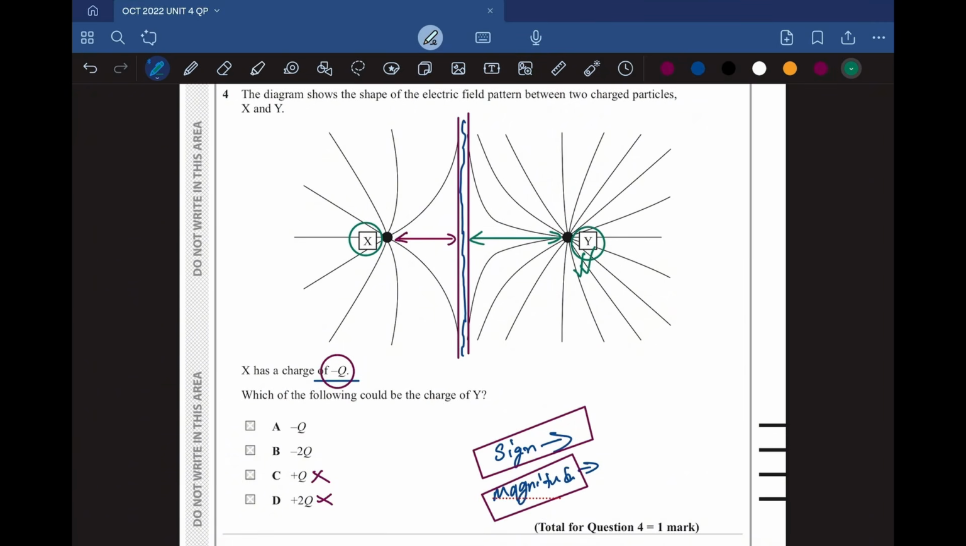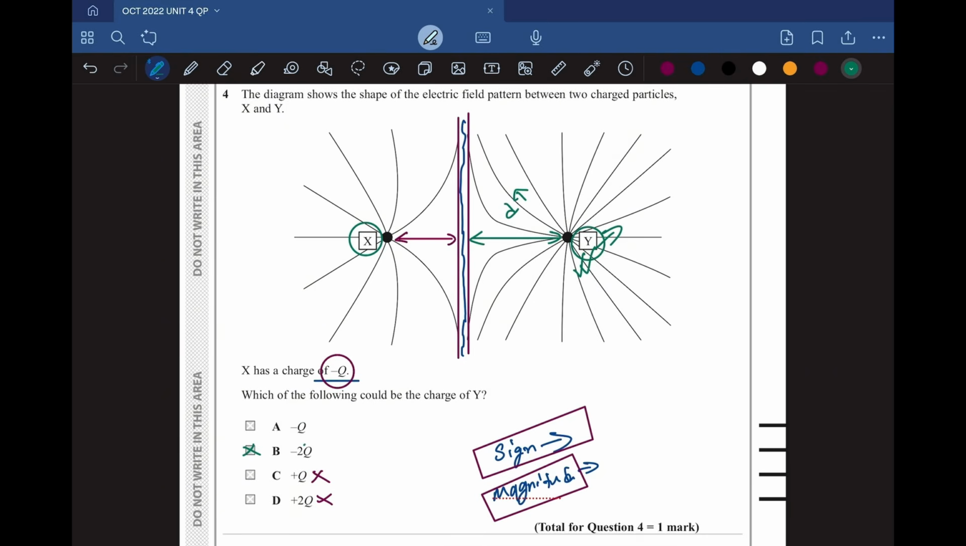So basically, as y is at a greater distance from the null point, we can say y has a greater magnitude of charge. So we can say y will have a charge of minus 2q. So our correct answer will be B.